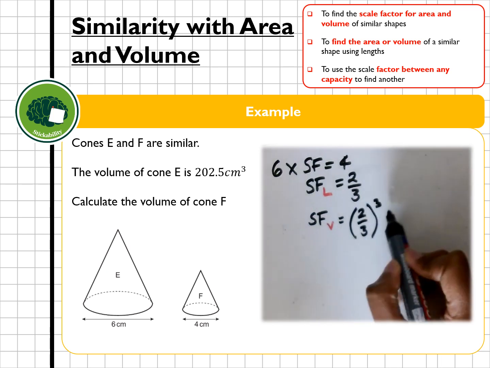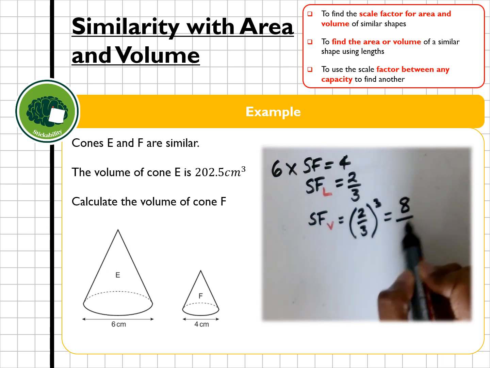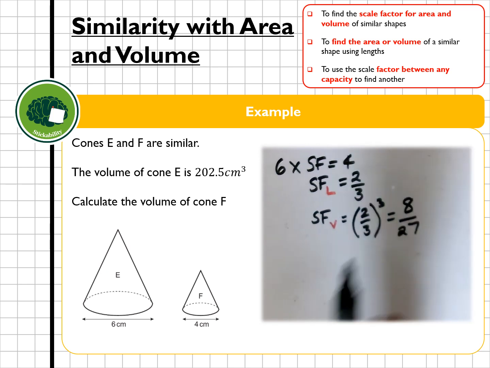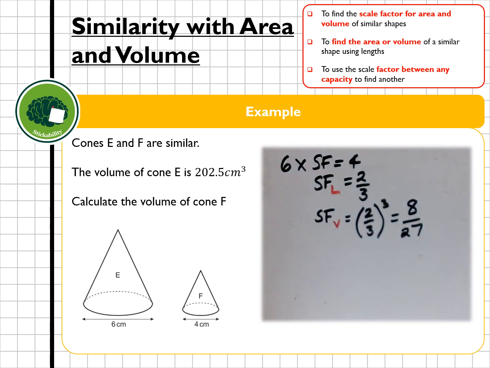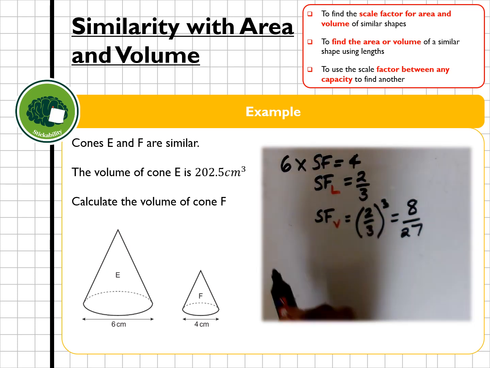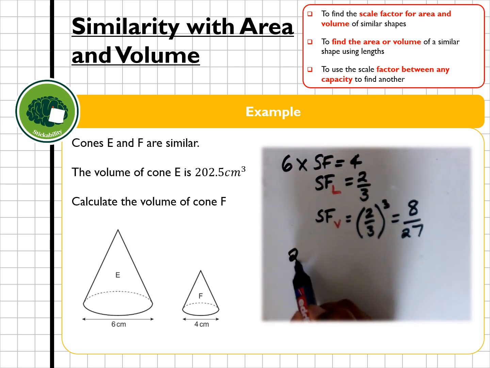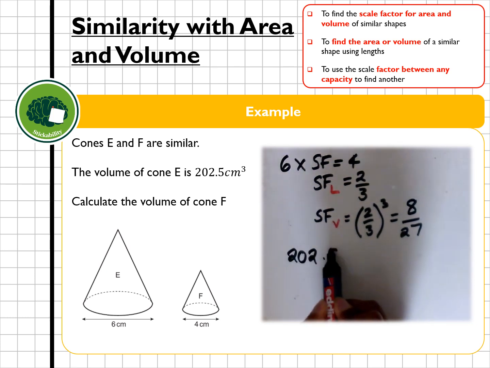Thinking about our notes from the last slide, what that means is we need to cube this scale factor. 2 cubed is 8, 3 cubed is 27. So we now have a scale factor for volume. We want to calculate the volume of cone F. We therefore know we need to do the volume of cone E, which is 202.5.